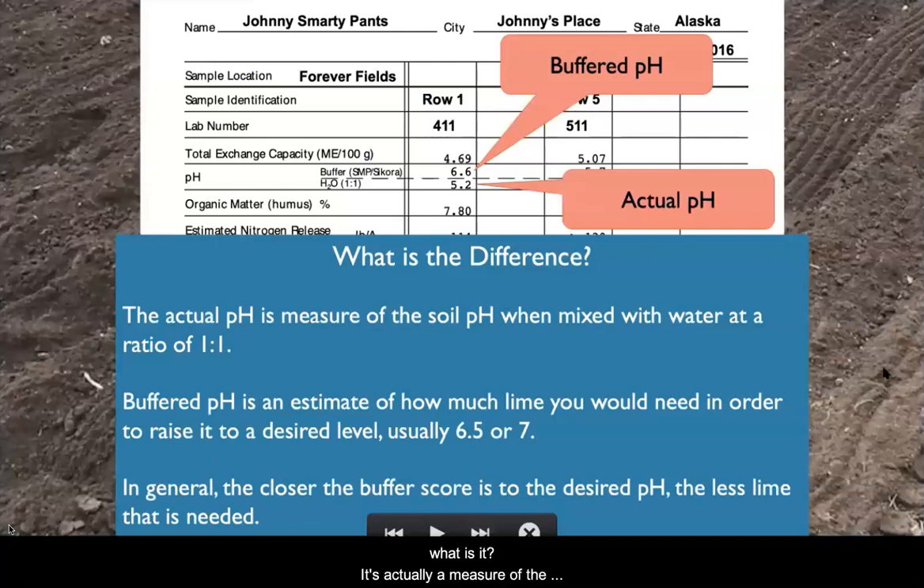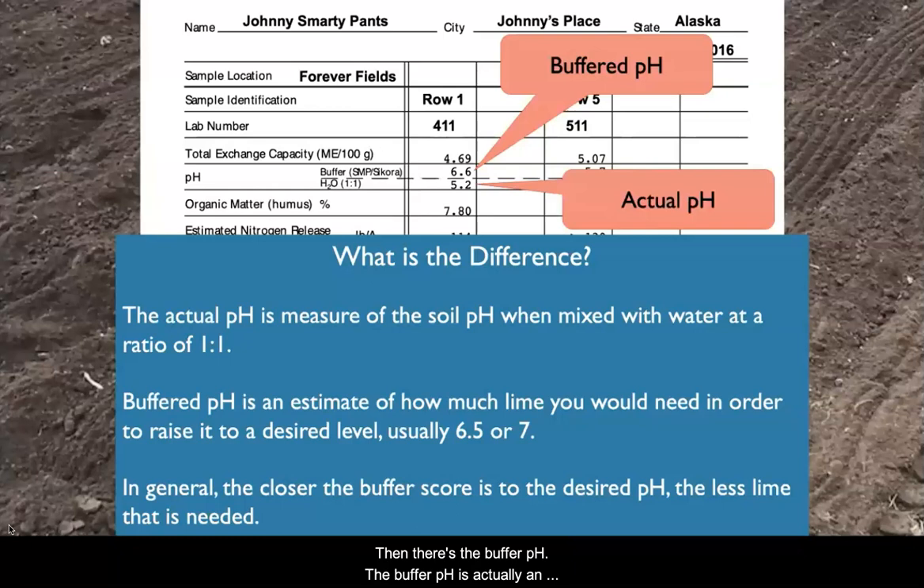It is actually a measure of the potential for hydrogen. As there's more hydrogen in the soil, it makes your soil more acidic. As there's less hydrogen, it goes towards alkaline. There's two measurements your lab will look at. There's the actual pH, where they just take your soil and mix it with a little bit of water and take the measurement. And then there's the buffer pH.